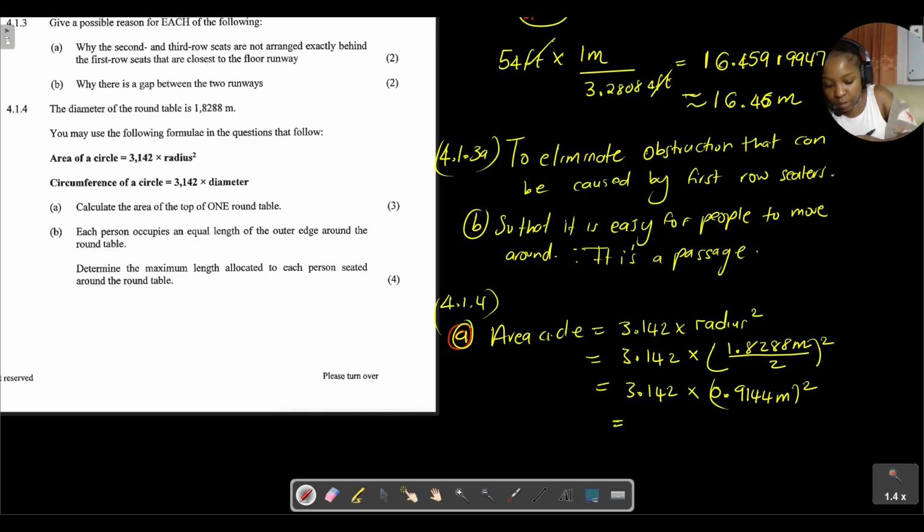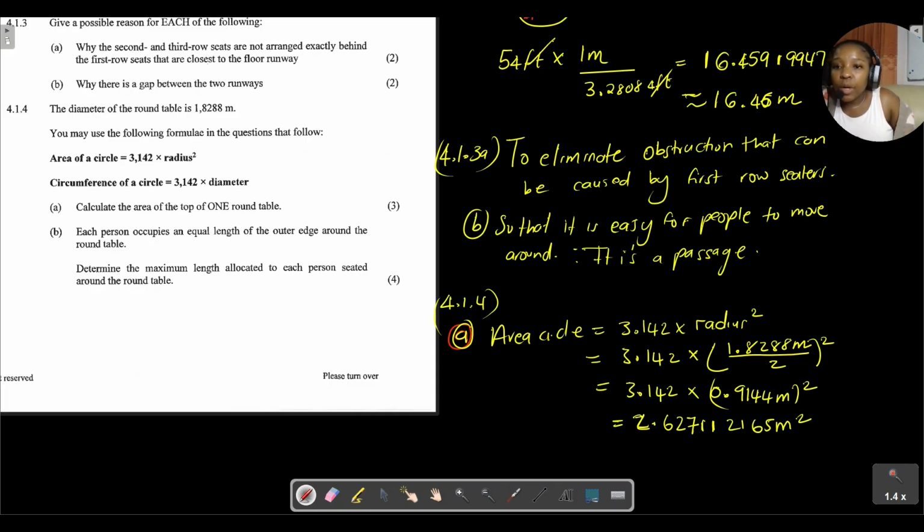Therefore, the area is 3.142 multiplied by 0.9144 all squared. It's 2.627165 meters squared. So that is the area of the top of one round table.